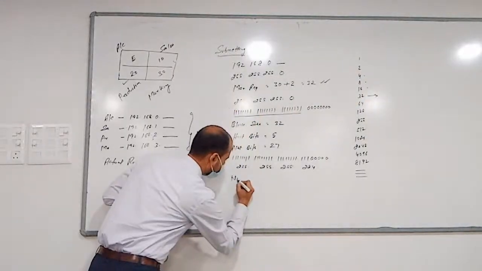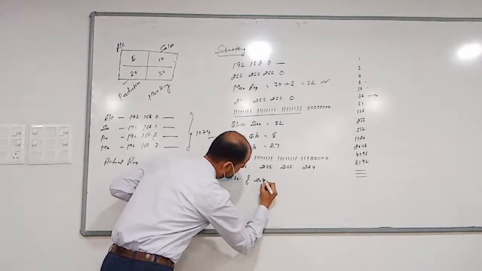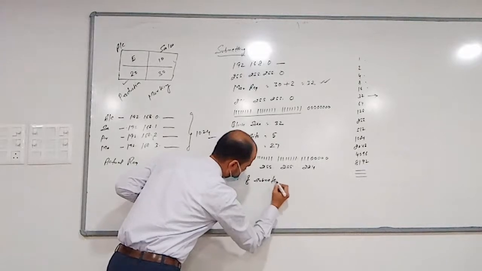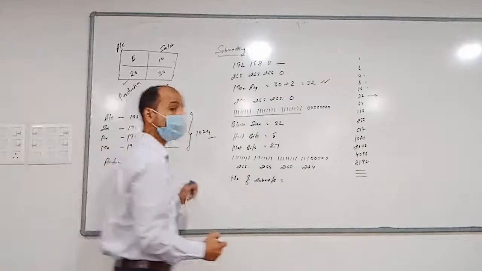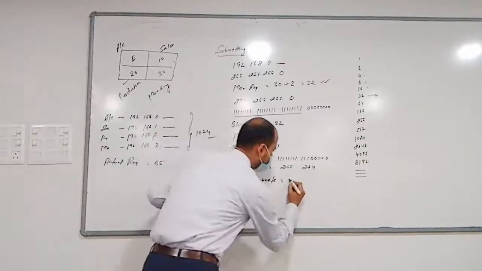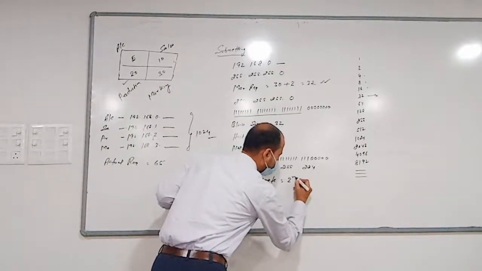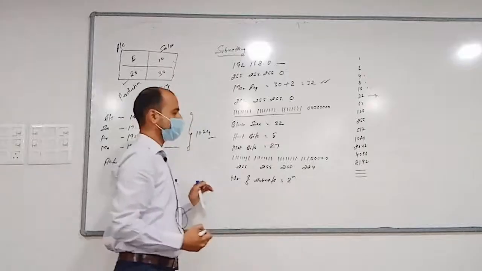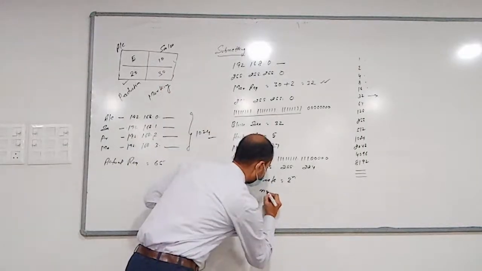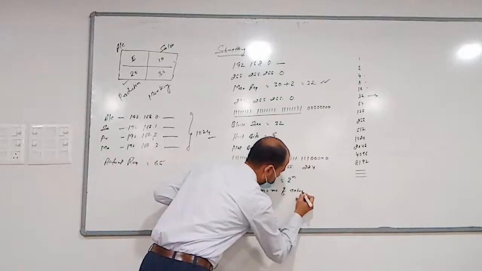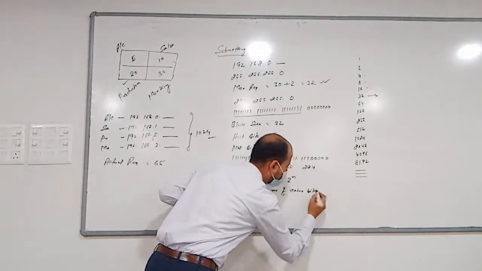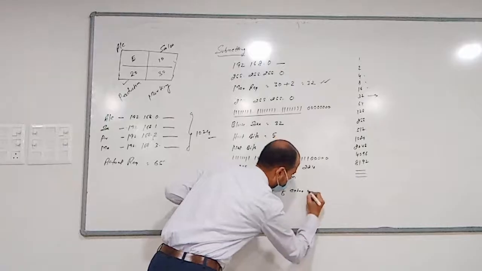Number of subnets. How can you calculate it? Just use 2 raised to the power n, and n is equal to the number of extra bits. Extra host bits. Sorry, network bits.